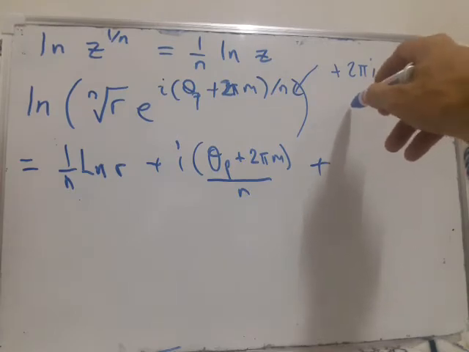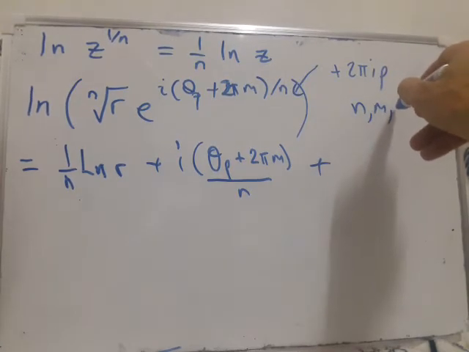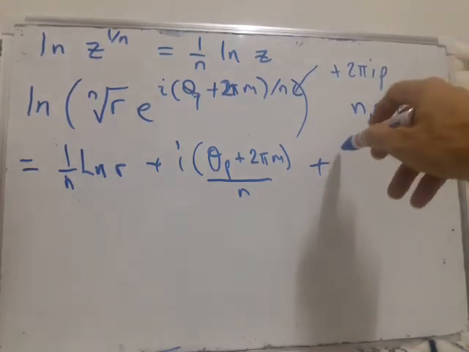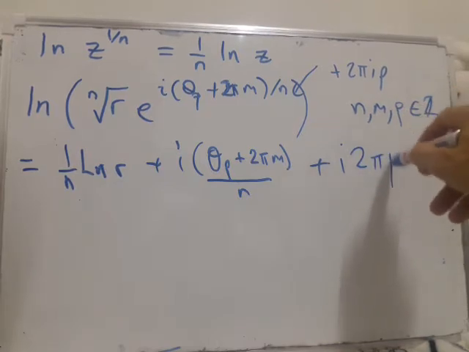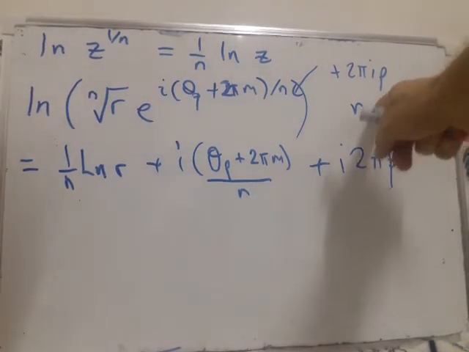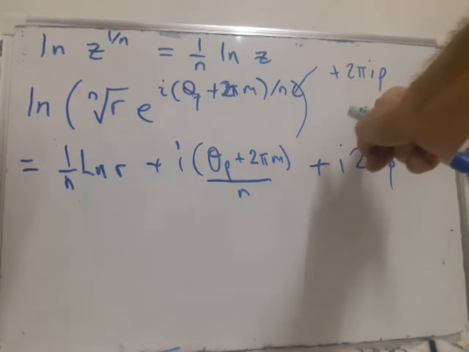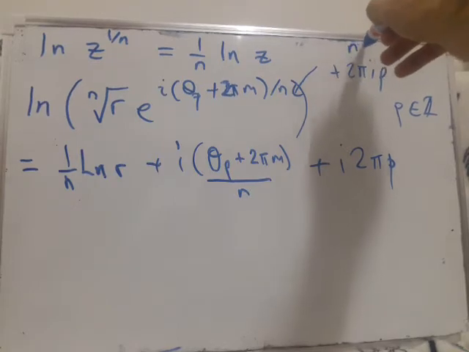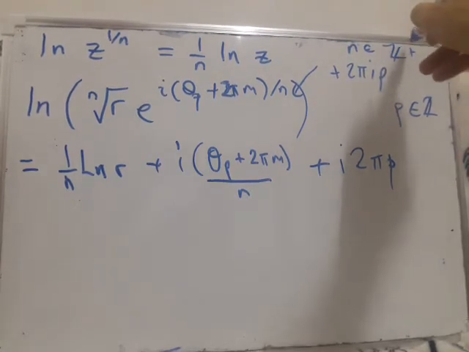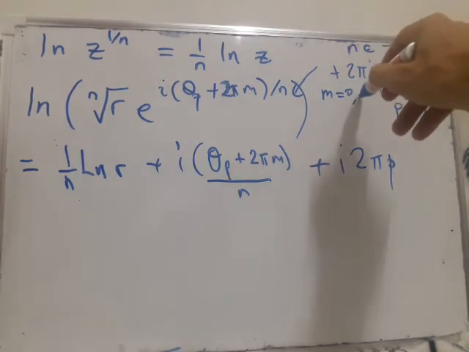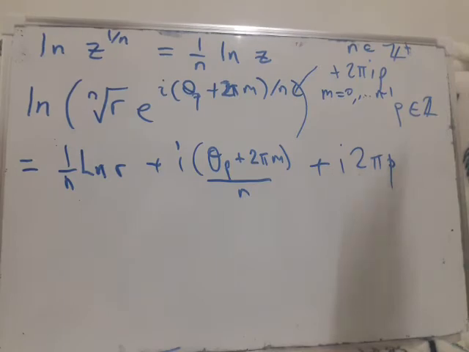So all of these things, n is an integer, m is an integer, p is an integer. I should really do things a bit more carefully. So I think we're talking about n as a positive integer, and m is any number from 0 up to n minus 1.